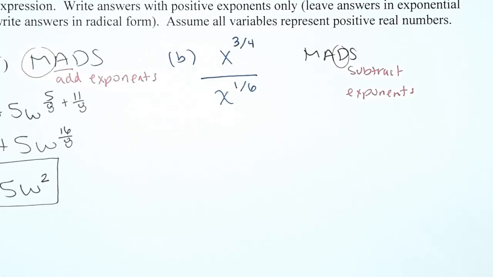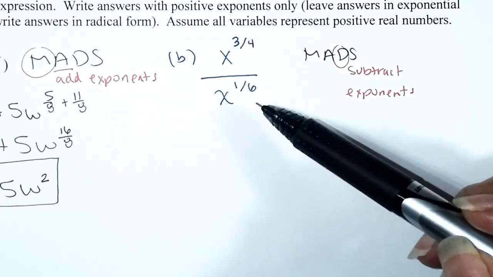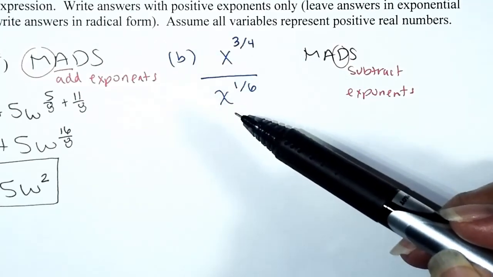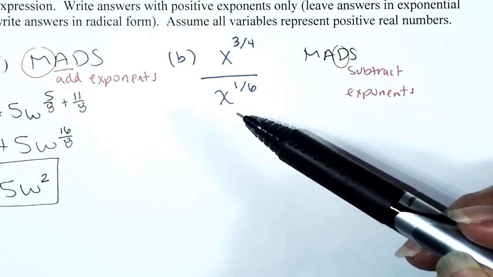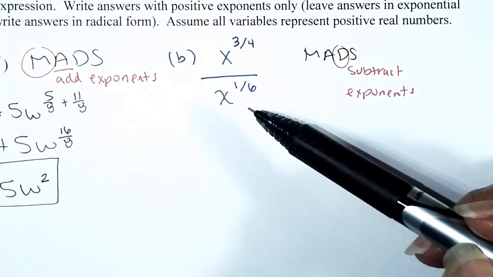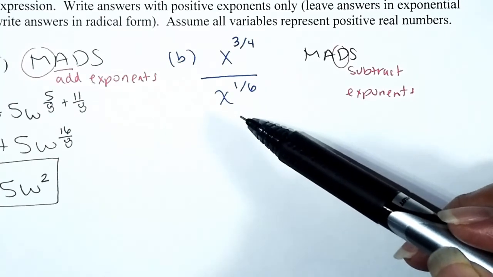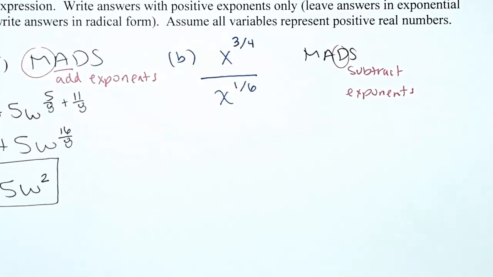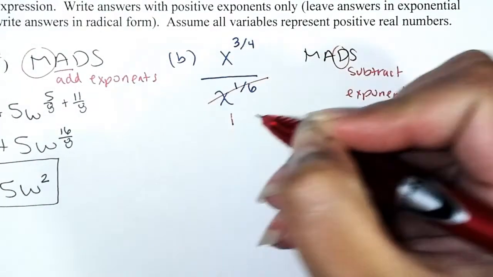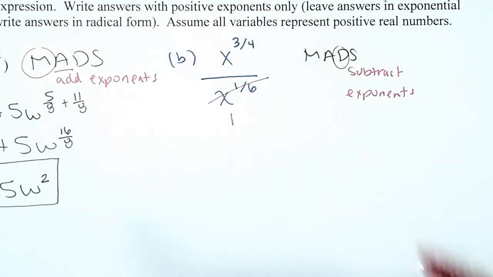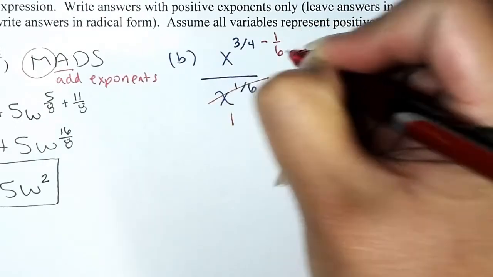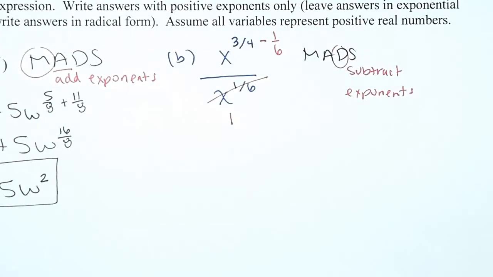In this case, I believe 1/6 is smaller than 3/4, so we're going to divide top and bottom by x to the 1/6. And in case I end up with a negative exponent by mistake, it's okay, I'll fix it. So we're going to reduce by dividing top and bottom by x to the 1/6. X to the 1/6 goes into itself once, and into our top factor, I don't know, but I know that we're going to keep the base and subtract the exponents. So I'm going to put minus 1/6. Whatever the difference of 3/4 and 1/6 is, that will be the exponent in our answer.